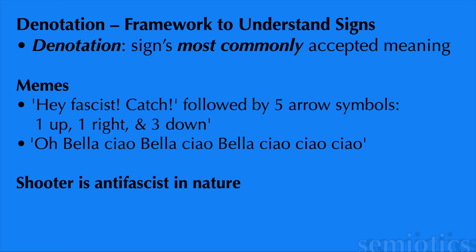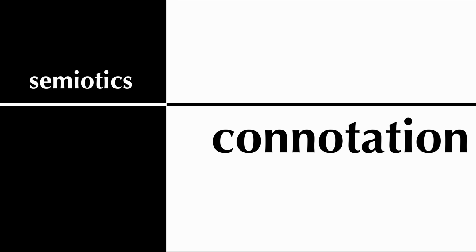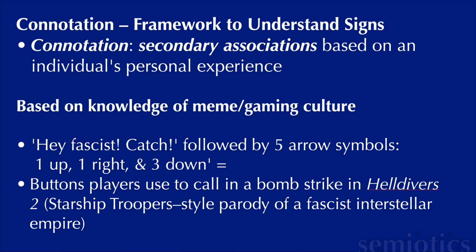So if you had an initial attempt to know what the meaning of the symbols are, or these engravings, these memes, you would think that the shooter is anti-fascist in nature. However, the connotation seems to have a little bit of a rupture in the meaning that's seen. Again, the connotation is the secondary associations based on an individual's personal experience.